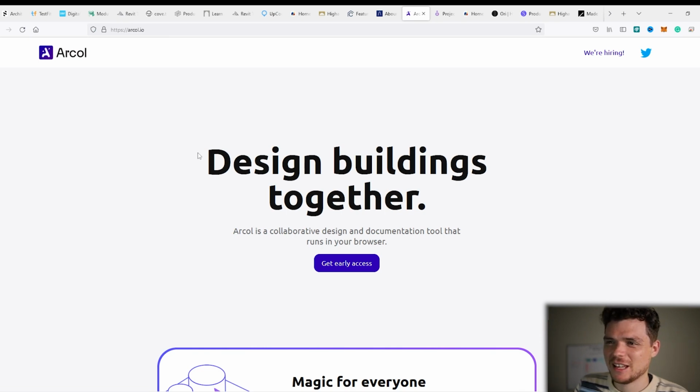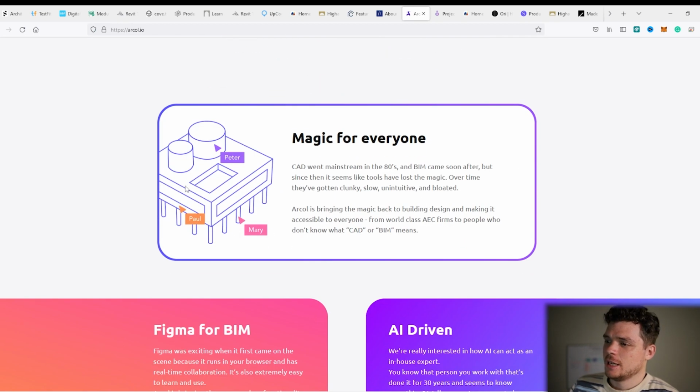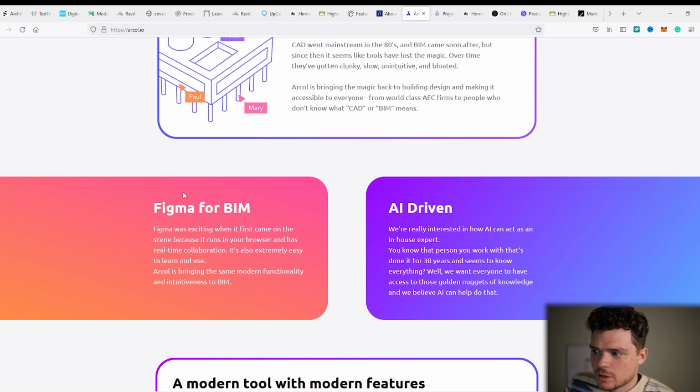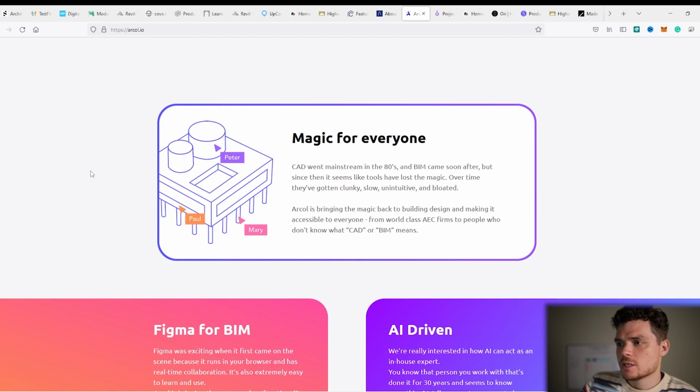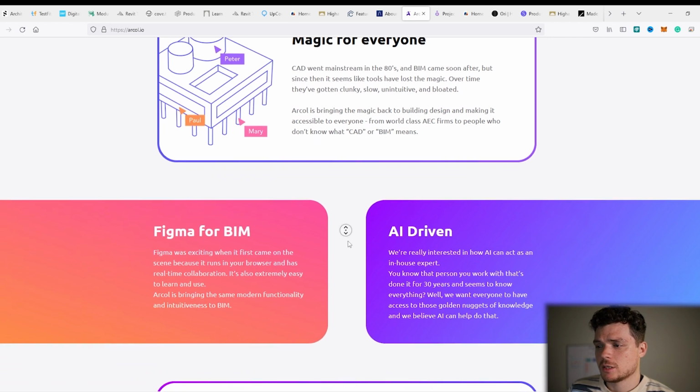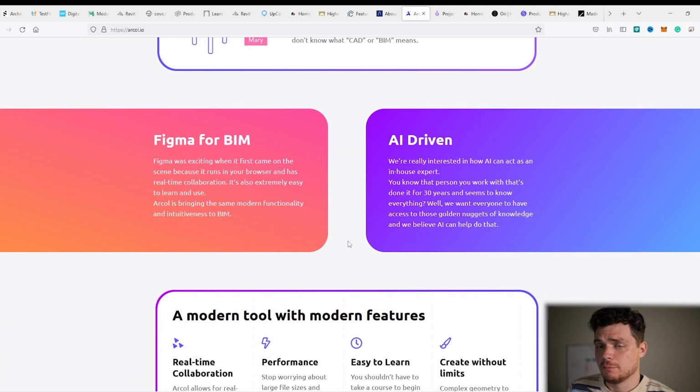Okay, then we have Arcol, which is in its early stage here, so it's going to be really interesting. This, I would say, is a direct competition. This is the first software, really, that I would say is a direct competition to a company like Revit. So right now, Revit is a desktop application, and this one is essentially going to be a web app, basically a Revit web app, and they call it a Figma for BIM.